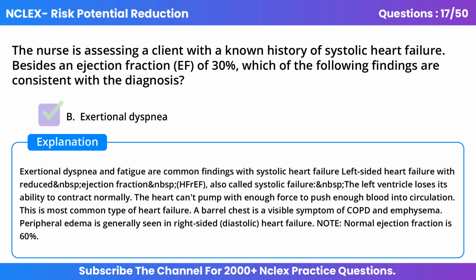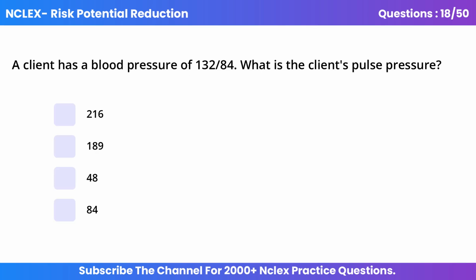This is the most common type of heart failure. A barrel chest is a visible symptom of COPD and emphysema. Peripheral edema is generally seen in right-sided, diastolic, heart failure. Note, normal ejection fraction is 60%. Question 18. A client has a blood pressure of 130/84. What is the client's pulse pressure?